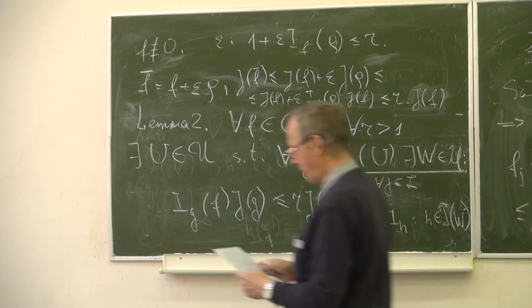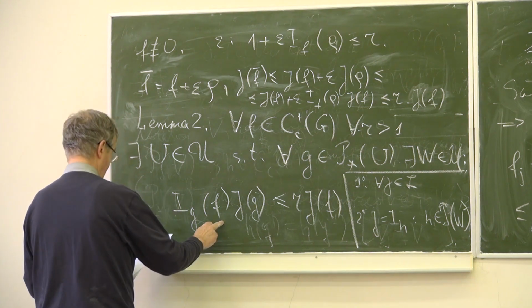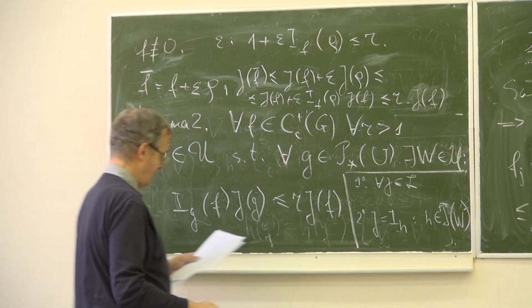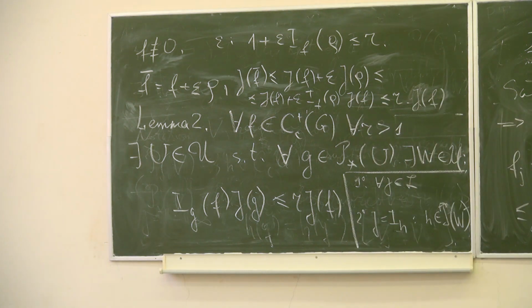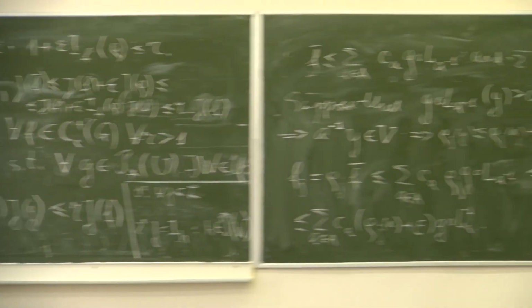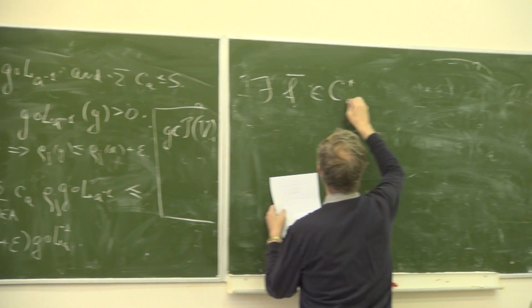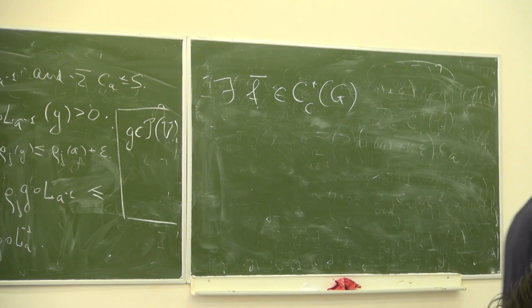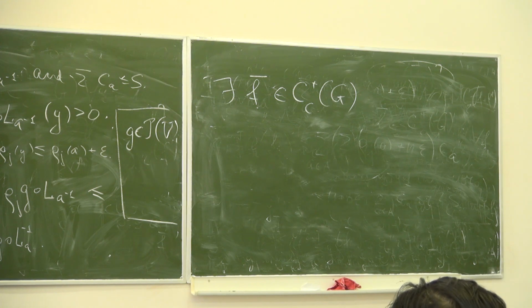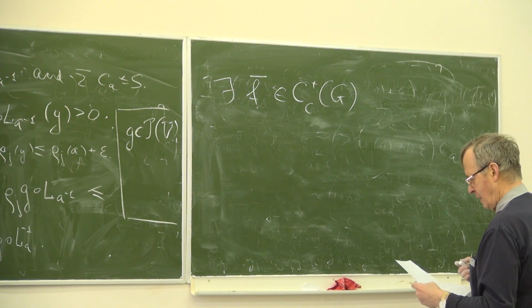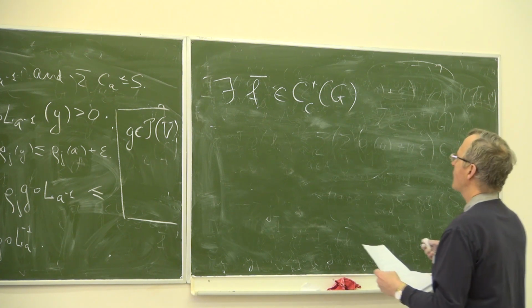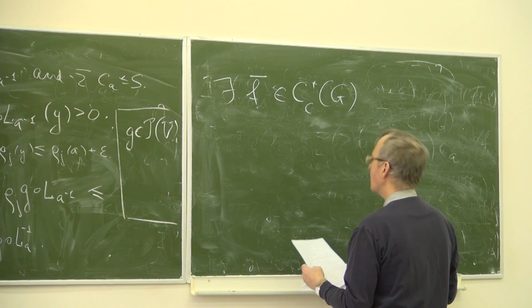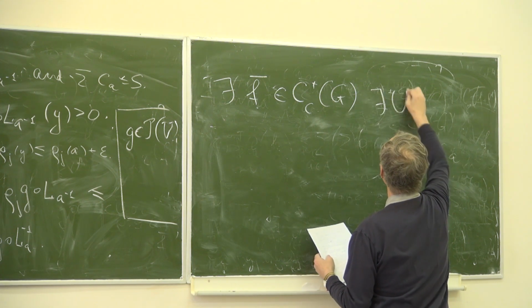To prove this, we again take a majorant for f. There exists f bar in this class. Now I can even forget about the requirement that it should be strictly greater than f on the support of f, but the other requirement is very important. So there is f bar and there is a neighborhood of unity.